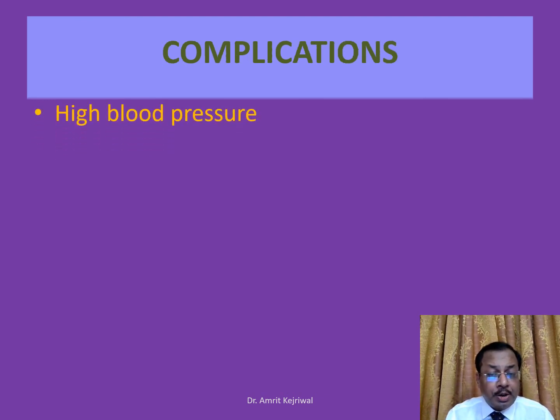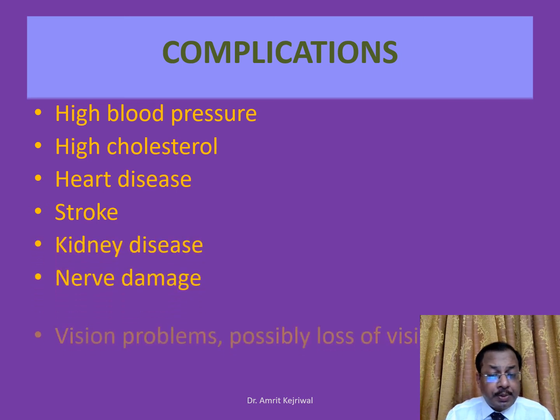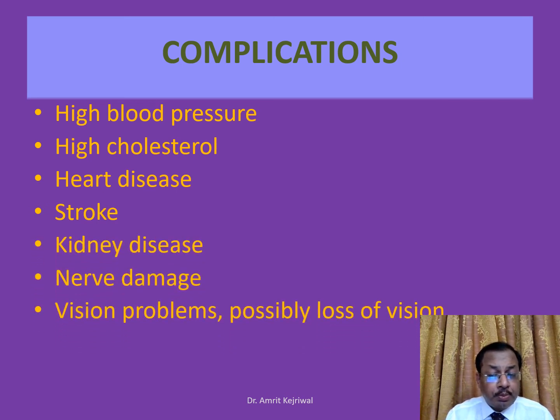Complications: high blood pressure, high cholesterol, heart disease. So all these complications may be associated with pre-diabetes or going up into diabetes: stroke, kidney disease, nerve damage, vision problems, possibly loss of vision, amputations.